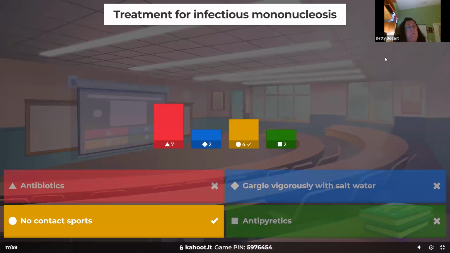lots of liquids, bed rest, no contact sports, and no roughhousing with your brother and sister, because that big spleen, that big liver is like a big balloon ready to pop. And if you hit it wrong, it can explode, and that child could be just bleeding inside and will die.